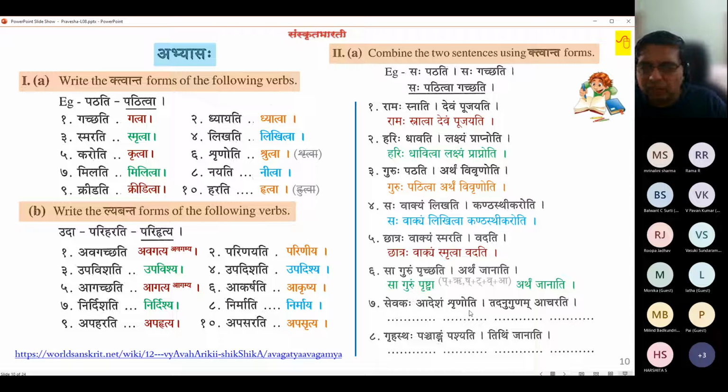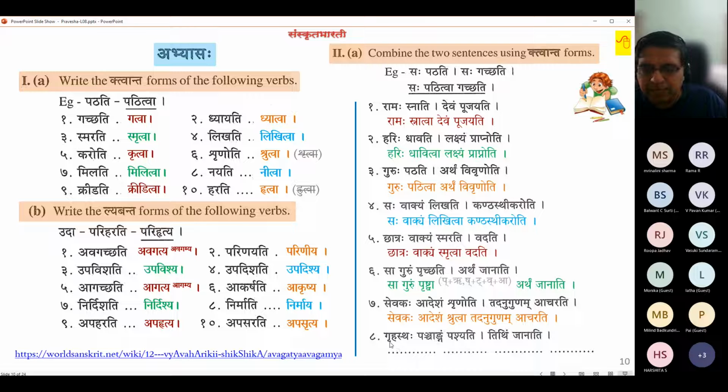Sevakah adesham shrunoti tadanugunam acharati. श्रुत्वा तदनुगुणम् आचरति. So a rare case of a good servant. A servant listens to the directive and then according to the directive, tadanugunam acharati, he enacts. So adesham shrutva tadanugunam acharati. Shrutva, again you remember this shrutva. Sh, repha, u: shru, not shir. Okay.